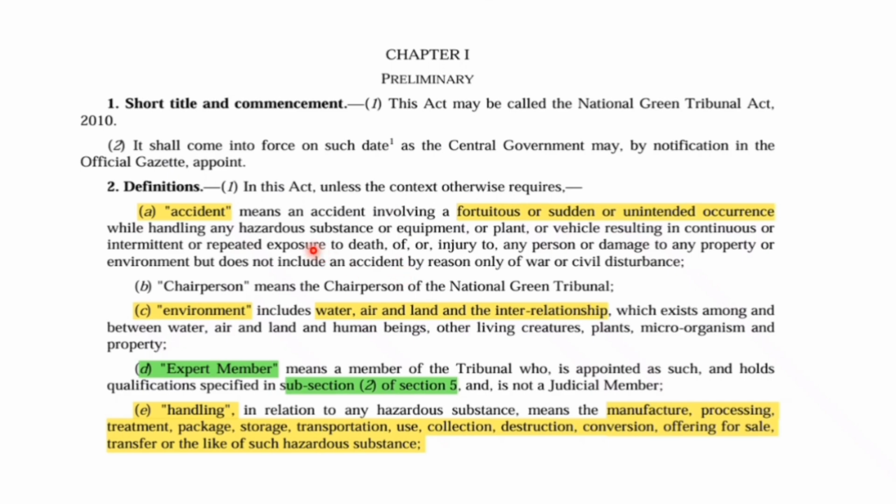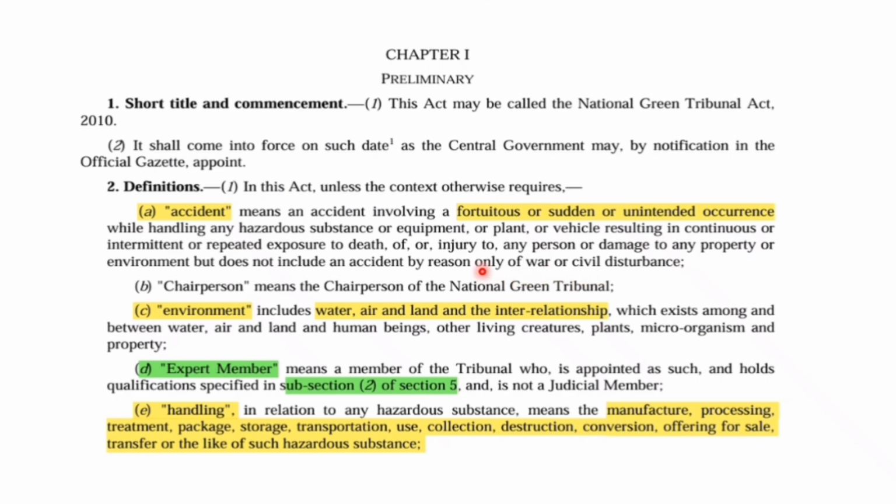So let's move to the definitions. Accident means an accident involving a fortuitous or sudden or unintended occurrence while handling any hazardous substance or equipment or plant or vehicle, resulting in continuous or intermittent or repeated exposure to death, injury to any person, or damage to a property or environment, but does not include an accident by reason only of war or civil disturbances.